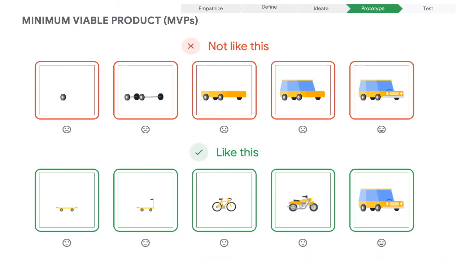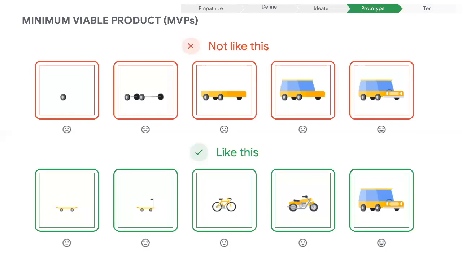So take a look at the picture in the slide here. Let's say your goal was to create a vehicle that could take you from point A to point B. In the top example, there are 5 boxes that represent each iteration of a prototype. The first iteration contains the image of a wheel. The second is 4 wheels with 2 axles. The third image is merely the base of a vehicle. The fourth is a built-out vehicle with no steering wheel. And the last prototype is a fully built-out functioning vehicle.